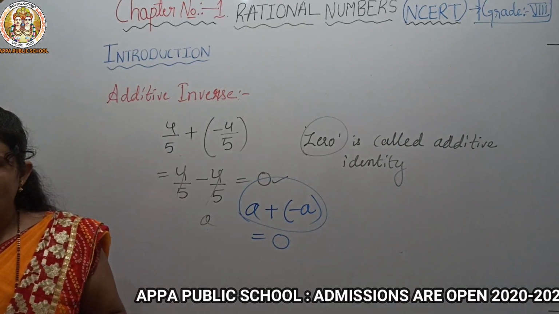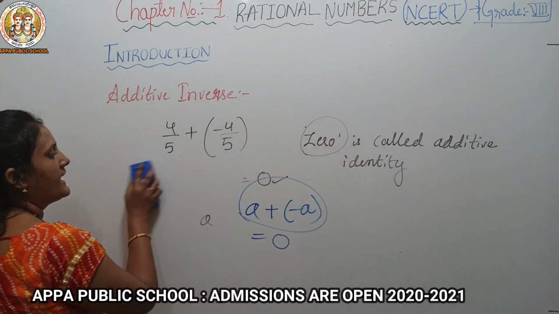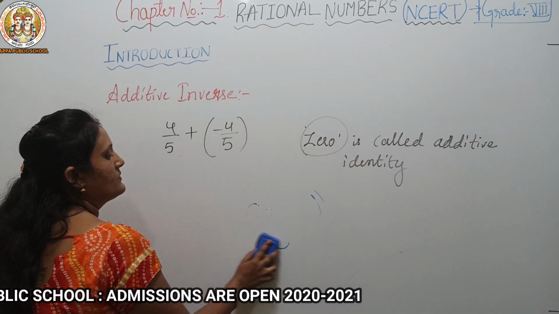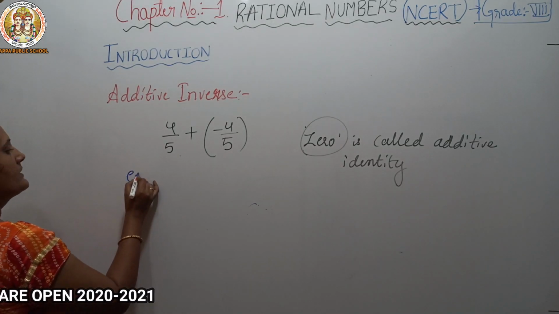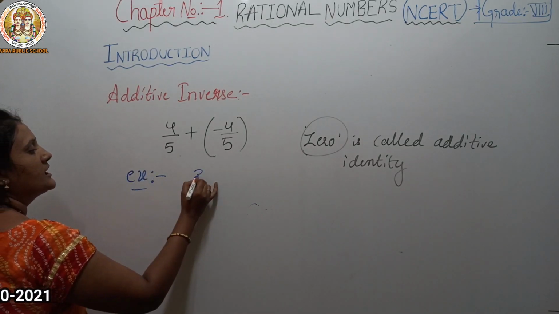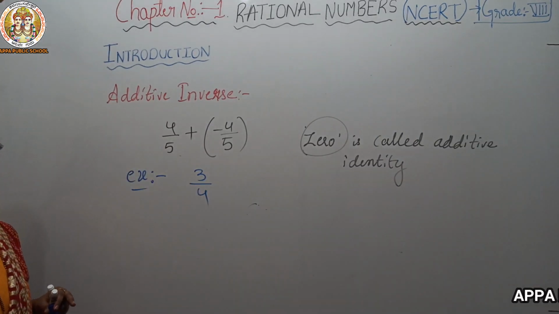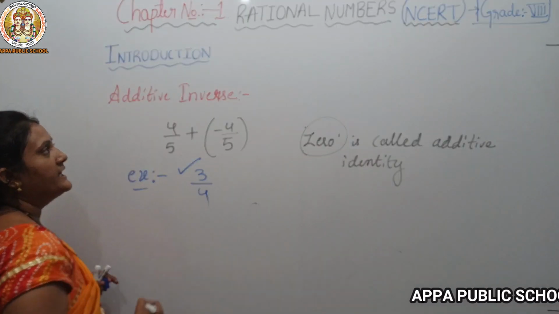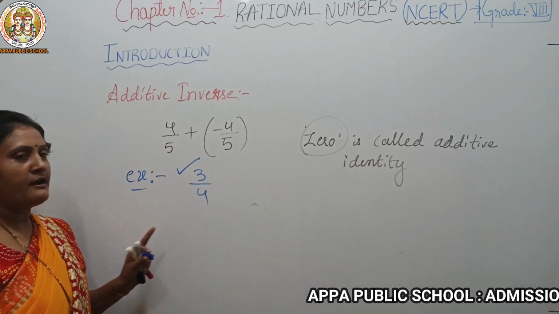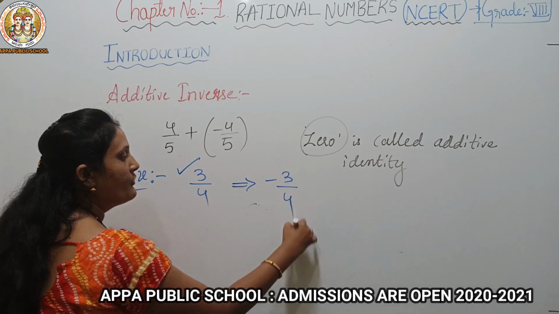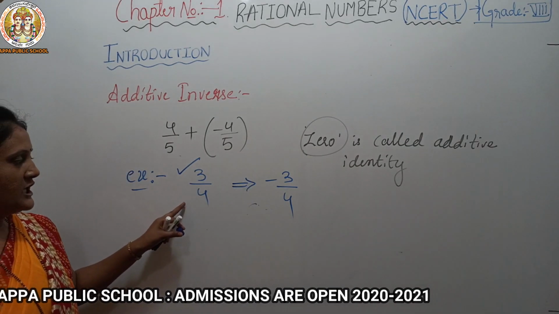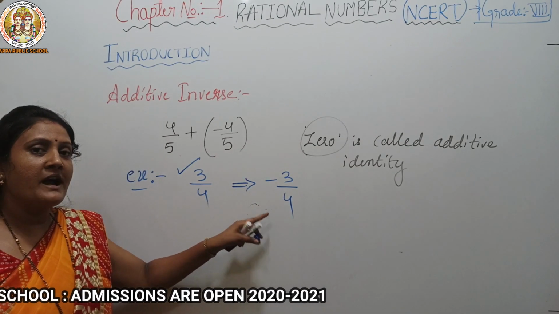So what can they ask as a question? For example, 3 by 4 is a rational number. They will ask what is the additive inverse of 3 by 4? So the answer will be minus 3 by 4. The additive inverse of 3 by 4 is minus 3 by 4.